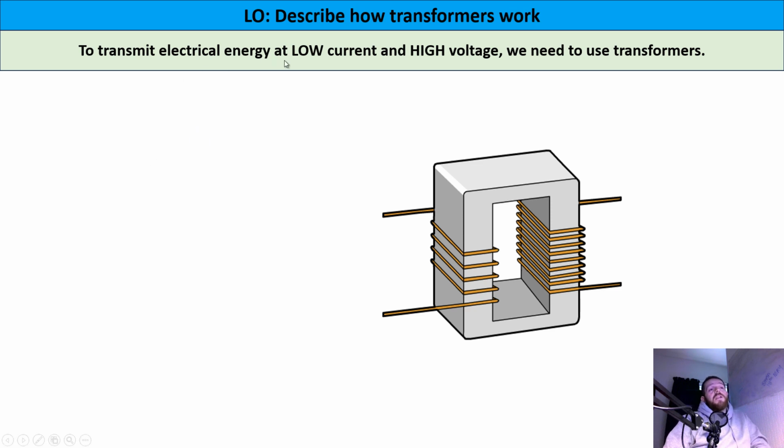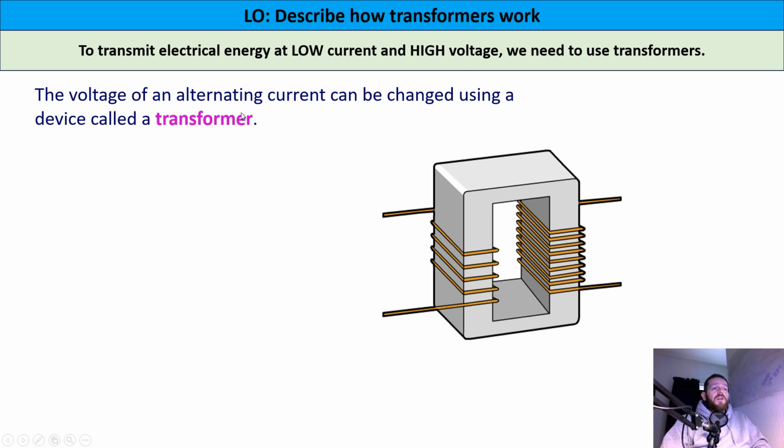So to transmit electrical energy at low current and high voltage, we need to use transformers. And this is a picture of a transformer there. There's really not much to them at all. The voltage of an alternating current can be changed using a device called a transformer, and this is done with alternating current. We've talked about your domestic supply, your house supply, being alternating current. Alternating just means going back and forth. So the current's going back and forth. That's it. Electrons moving back and forth, and energy is transferred that way.